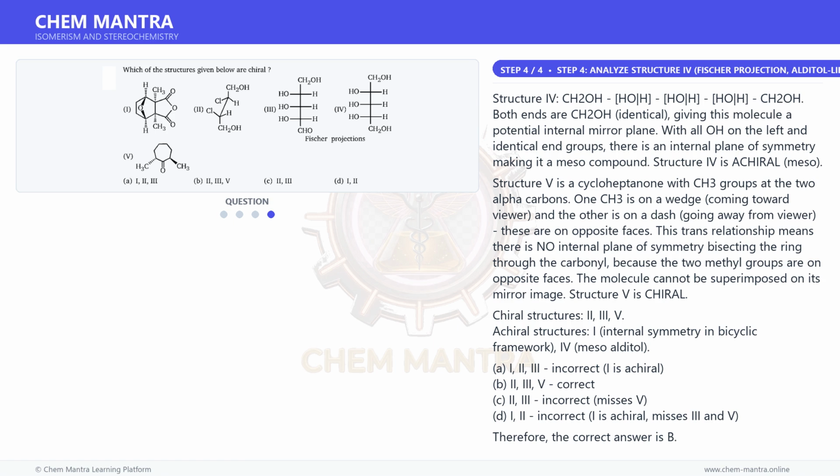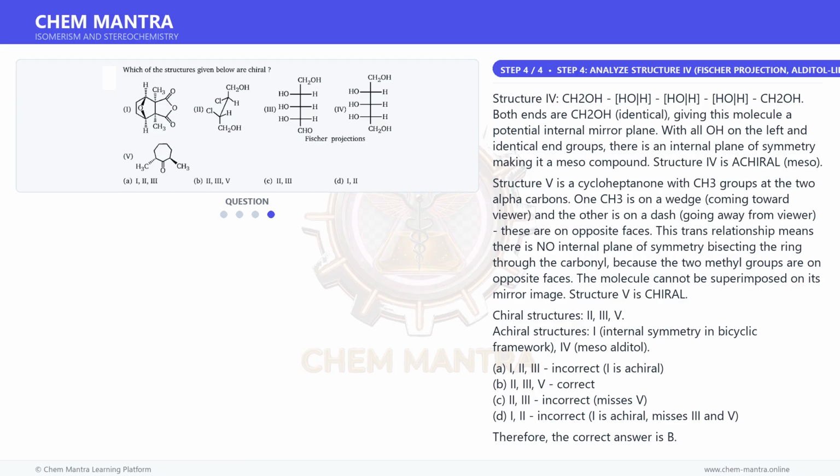Structure V is a cycloheptane with CH3 groups at the two alpha carbons. One CH3 is on a wedge, coming toward the viewer, and the other is on a dash, going away from the viewer. These are on opposite faces. This trans relationship means there is no internal plane of symmetry bisecting the ring through the carbonyl, because the two methyl groups are on opposite faces. The molecule cannot be superimposed on its mirror image. Structure V is chiral.